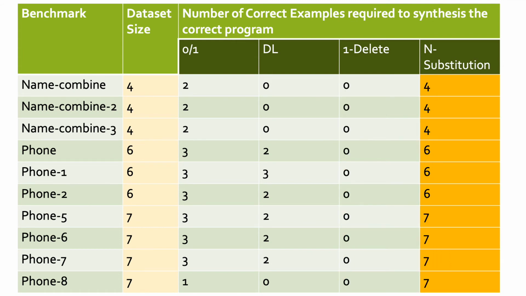What happens when the noise source and the loss function do not match? Take the case of the n substitution loss function. The n substitution loss function assumes that the noise source only introduces noise using substitution. Therefore, it assumes that the length of the output string and the corrupted output string will match. If it doesn't match, then it returns infinity. Therefore, it requires all input-output examples to be correct to handle this kind of noise.